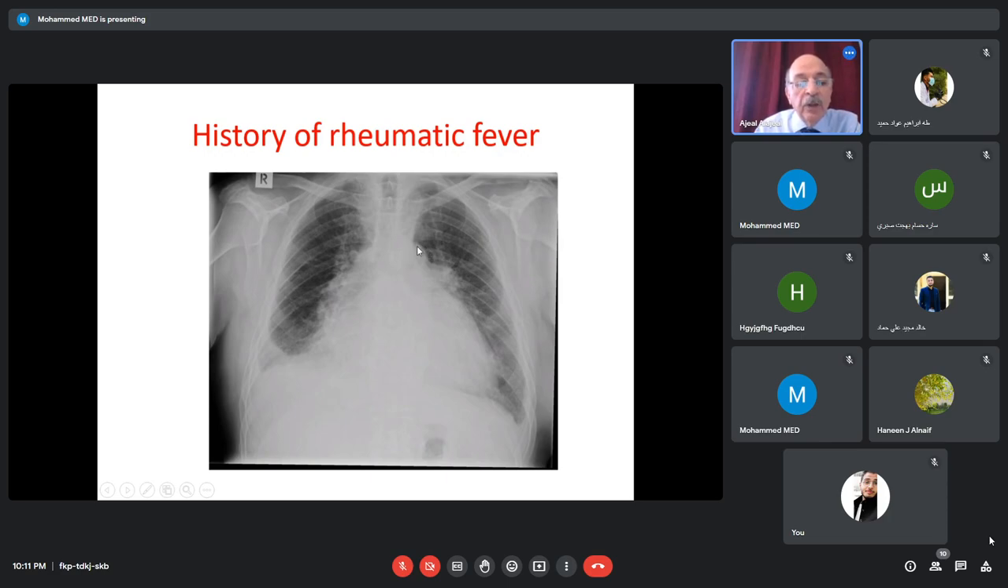Very good. You can see that the right costophrenic angle is obliterated. This patient has heart failure as well due to mitral valve disease, and there is pleural effusion. Okay, next slide, please.